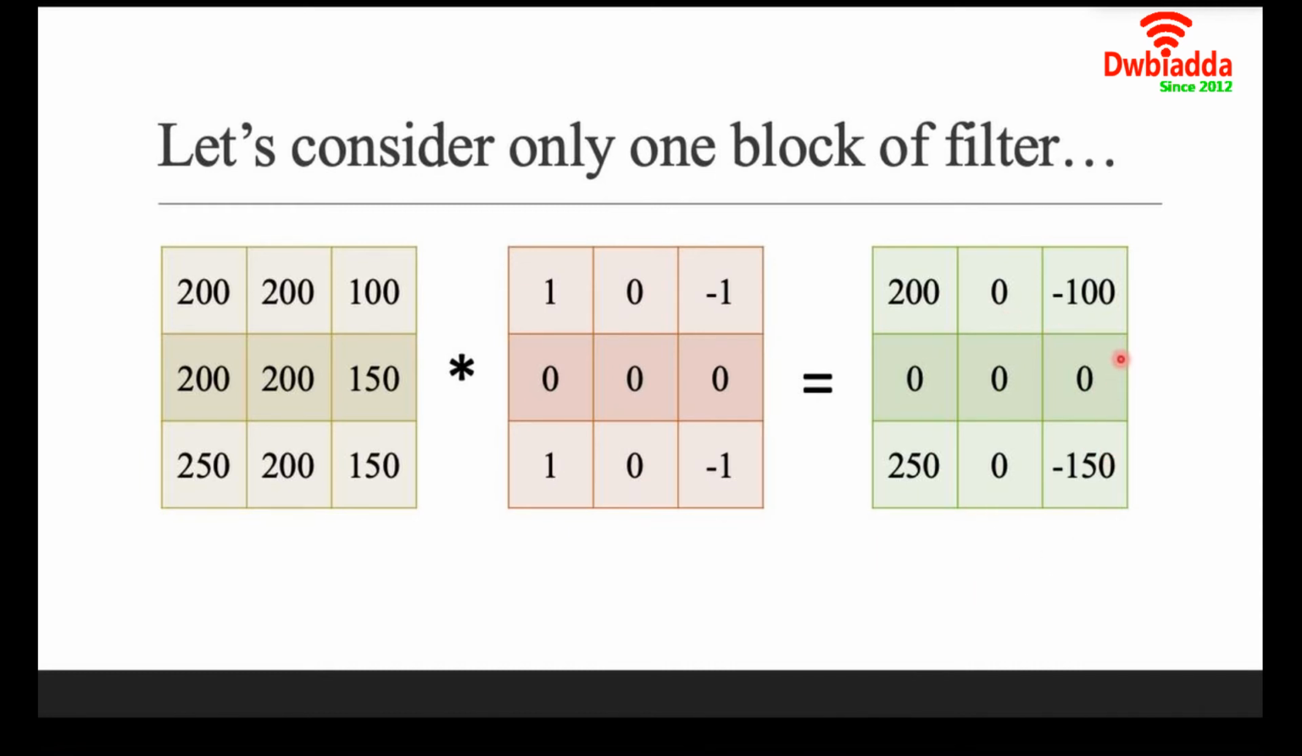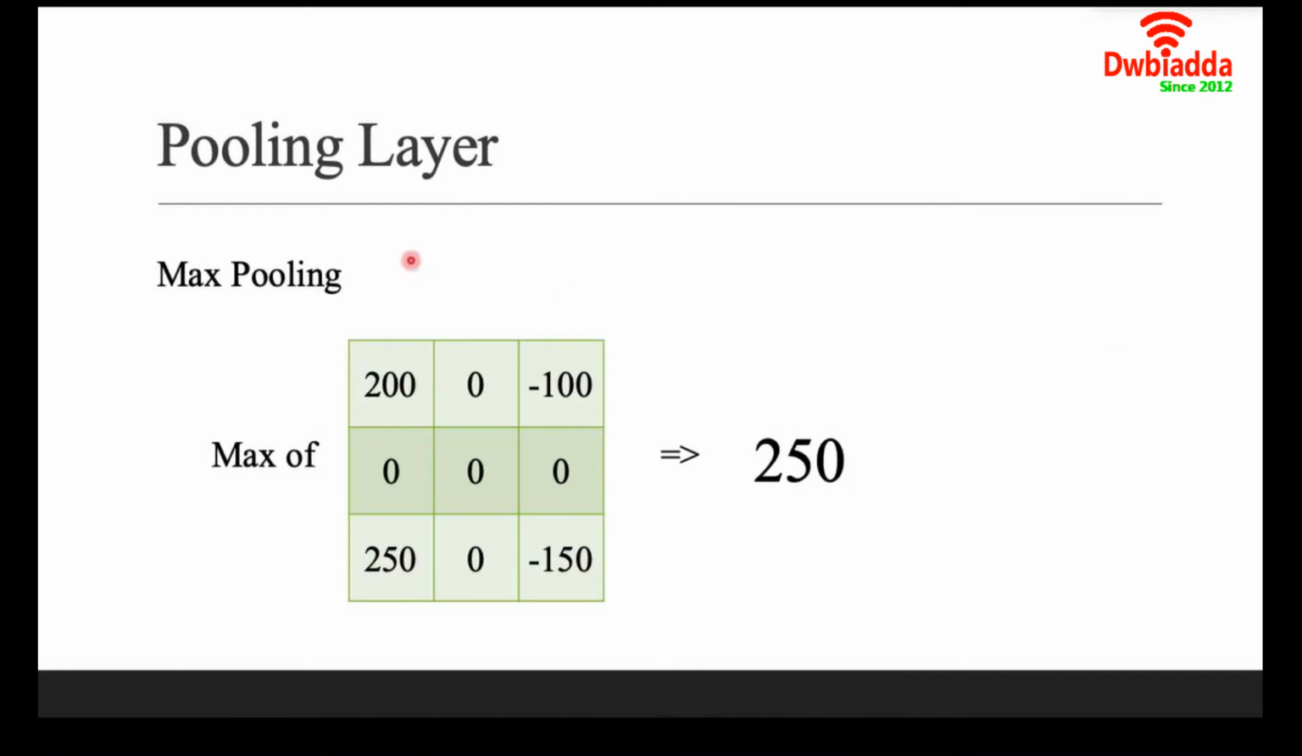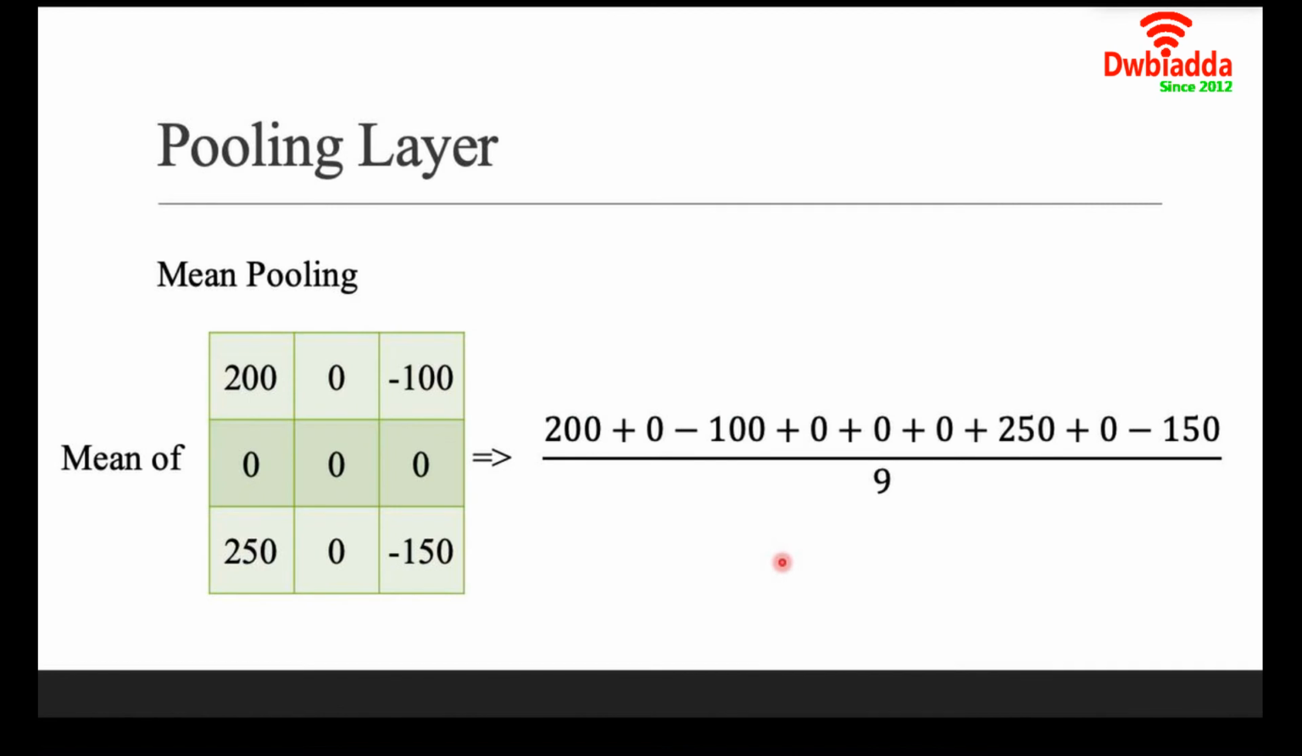After this, you need to build a pooling layer. So pooling layer can be of 2 types. First type is max pooling. So max pooling is basically max of this whole matrix. So the maximum value is 250. Other kind of pooling is mean pooling. It's basically the mean of all the elements of this matrix, which is this. So although there are other kinds of pooling as well, but like I said, we will keep things very simple here. And this is how you build a pooling layer.